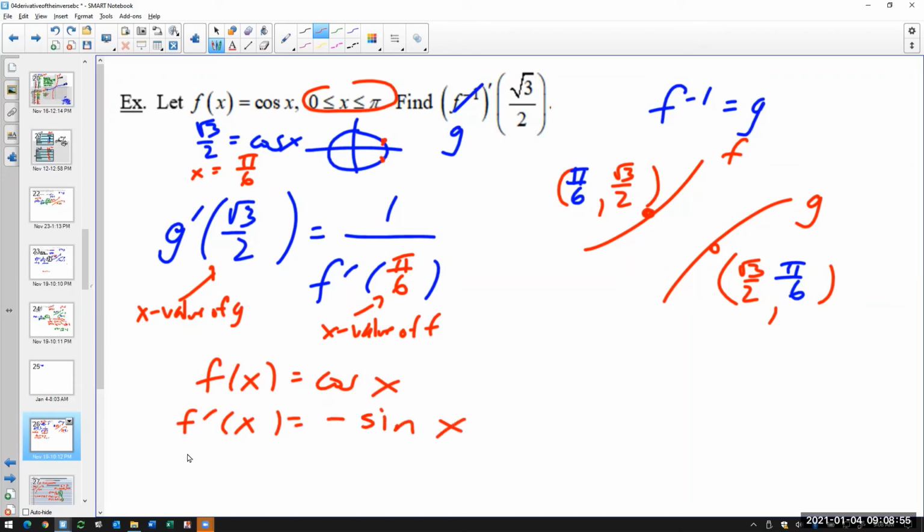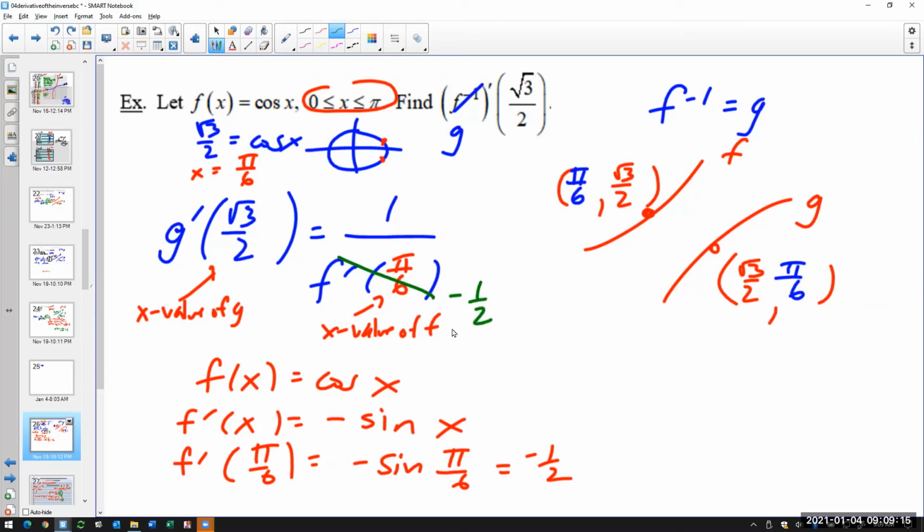Negative sine x, okay? But I don't want f prime at x. I want f prime at pi over 6. So that's negative sine of pi over 6, which is negative 1/2. Is that right? Okay, so if this is negative 1/2, be careful. I'm going to take the reciprocal of negative 1/2. What's that? Negative 2. Guys, the negative is still there when you take the reciprocal.